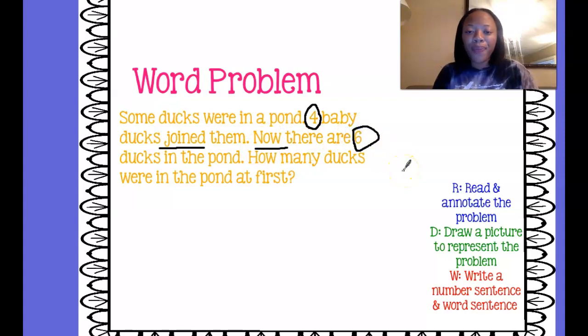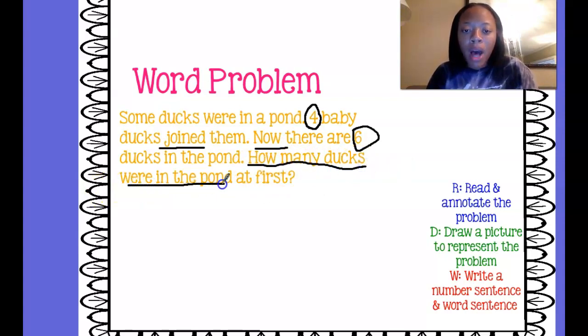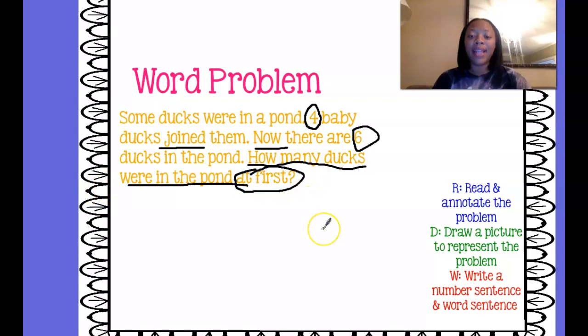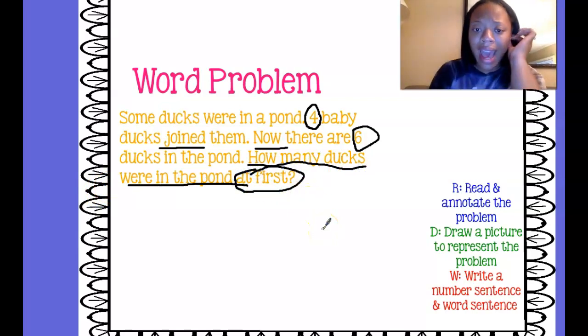So I know that there were some ducks in the pond, 4 baby ducks joined them, and now there are 6. How many ducks were in the pond at first? At first. That's really important.